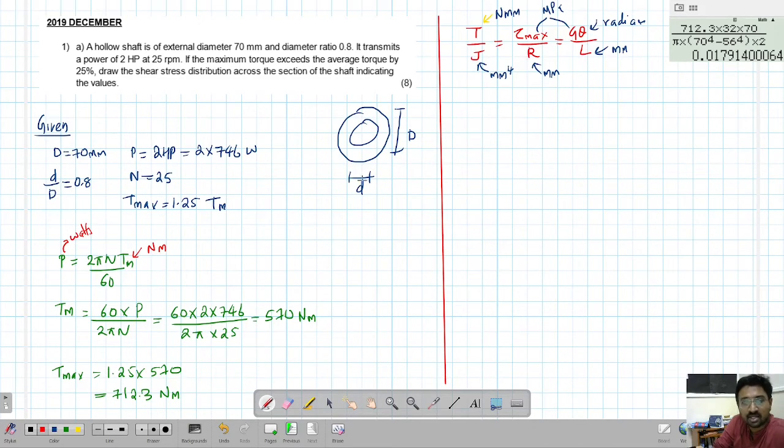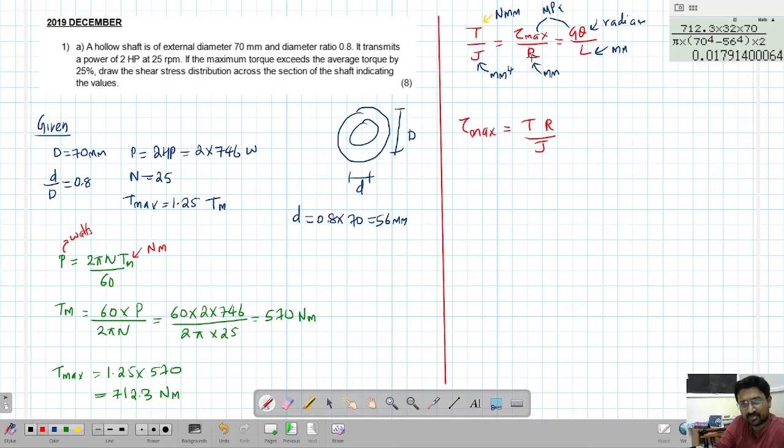So before starting this equation, we will find the value of small d. Small d is nothing but 0.8 times 70, that is 56 mm. So now we will use this equation to find the maximum shear. So tau max equal to T R upon J.